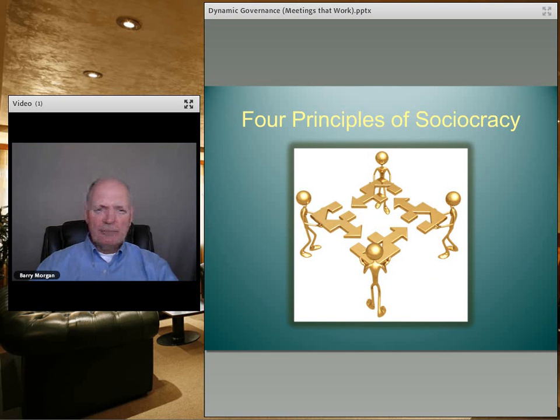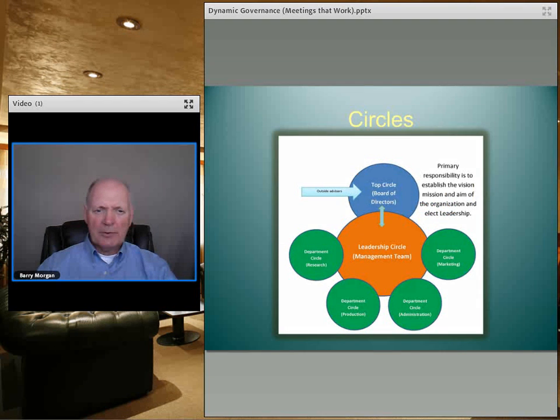So that's basically what dynamic governance is, but let's take a look at the 4 principles of sociocracy or dynamic governance. Those words can be used interchangeably. The primary concept or first concept is that of circles. A circle is a domain or a group that shares a role and responsibility within the organization.